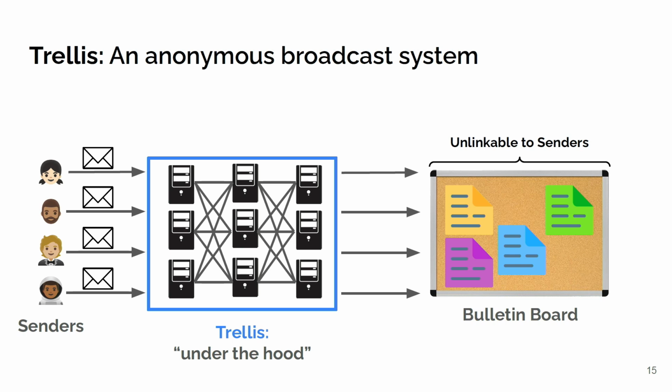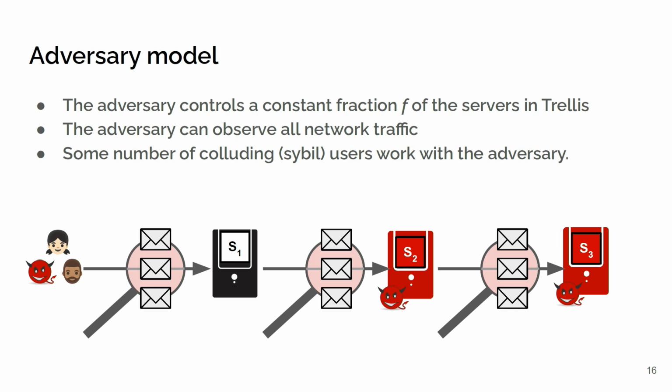Specifically, Trellis will be a network of servers that are going to forward messages between them to implement anonymous broadcast. In fact, the adversary is going to control some of these servers, a constant fraction of the servers in Trellis. For example, if f equals 0.3, that means the adversary controls at most 30% of the servers. This adversary is going to be able to observe all the network traffic, including that important metadata, and there could be some number of colluding users that work with this adversary.